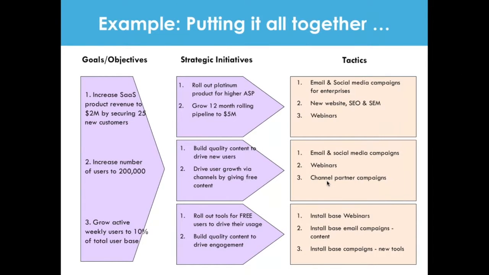An example could be, if you are a SaaS software company, one of your objectives could be to increase the SaaS product revenue by $2 million by securing 25 new customers. And again, you're talking about a given year, so there is a time-bound process here. And then the strategic initiatives could be to roll out a platinum product so that you can get a higher average selling price, and then grow your 12-month rolling pipeline to $5 million, because that's what results in a couple of $1 million revenue, right?